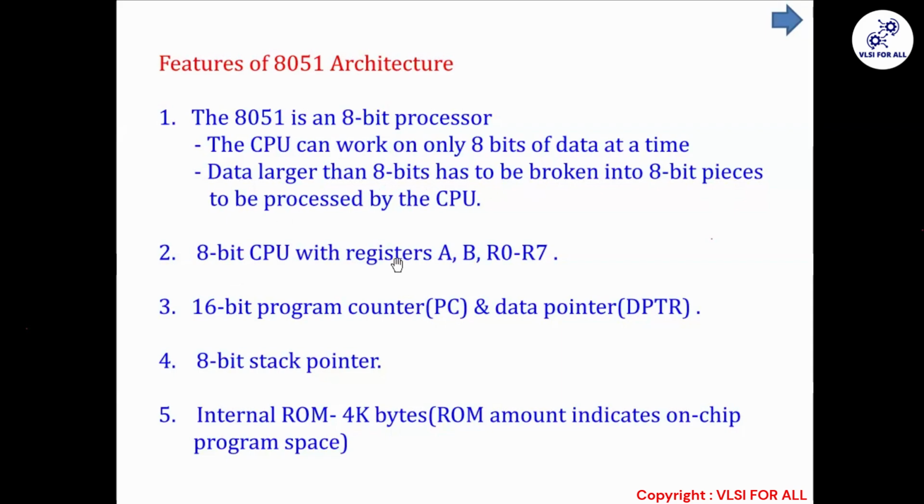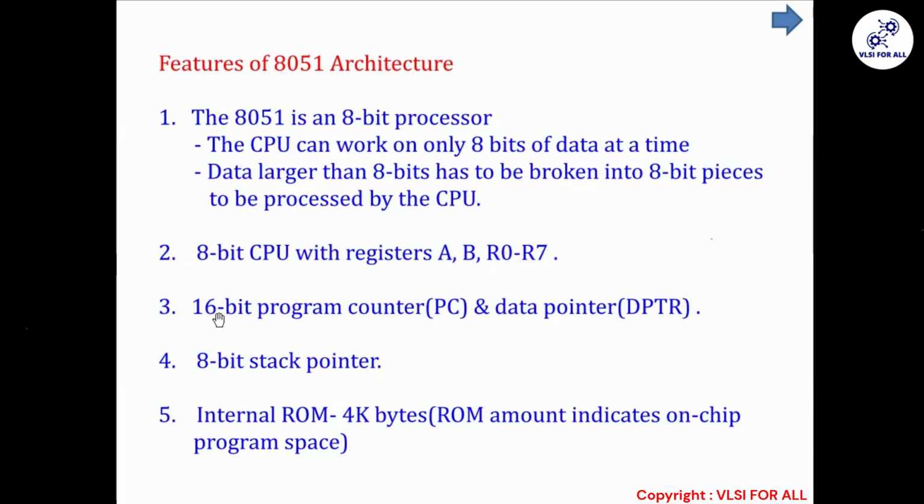8-bit CPU with registers. Look here, the important point is there. Which registers are there? In conjunction with the CPU, there are the accumulator, register B, and R0 to R7. These are some important registers working in conjunction with the CPU. The CPU does the operation and its output we can save in what? The register bank.